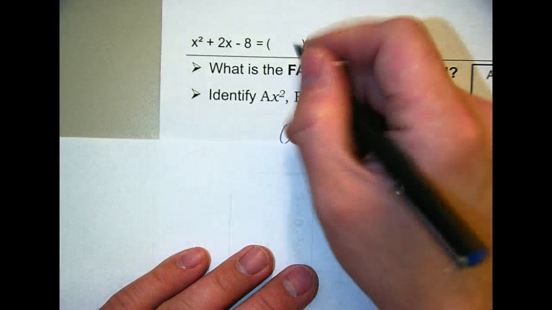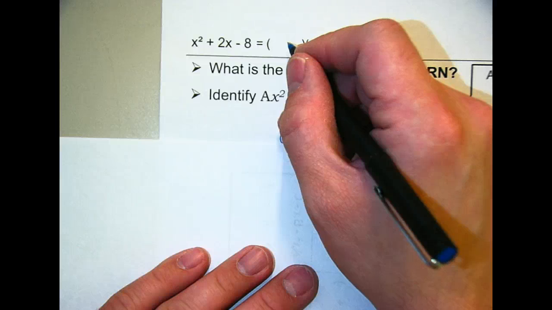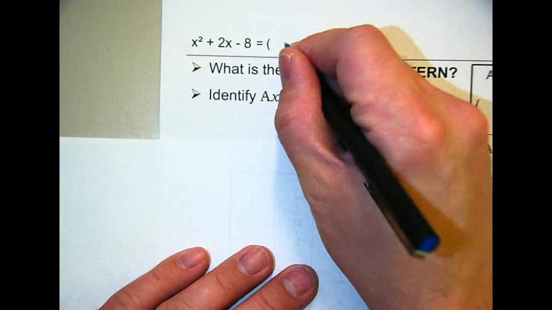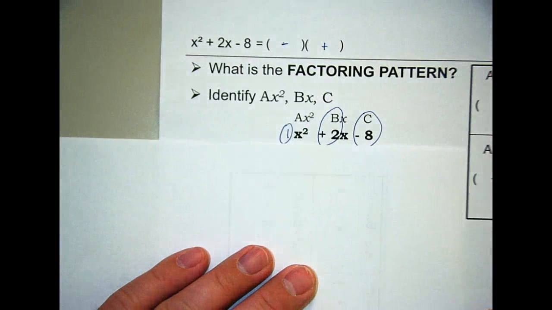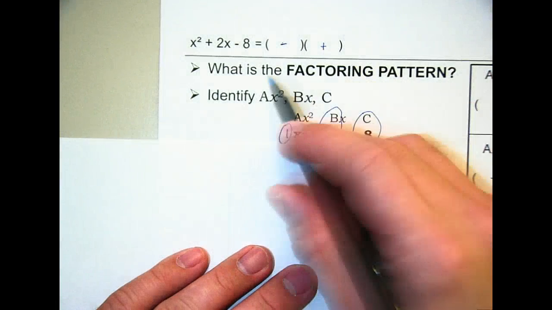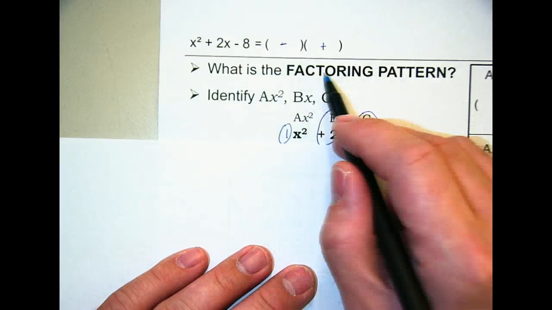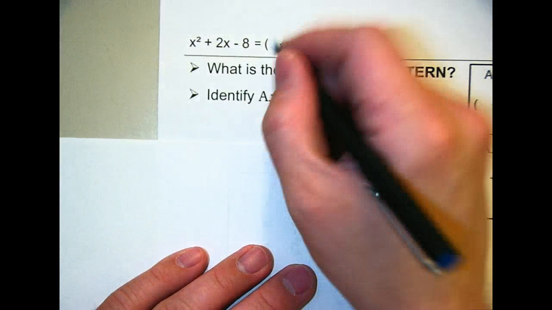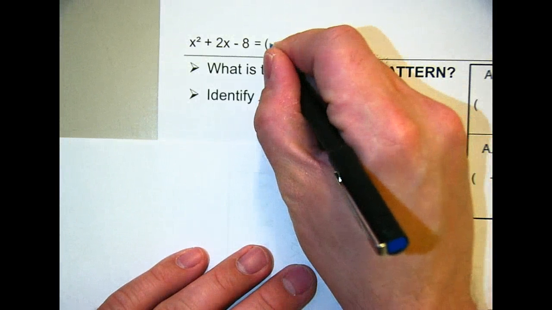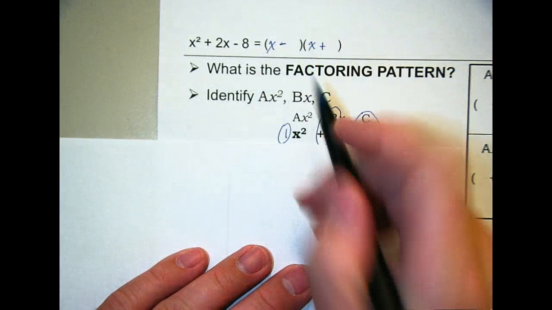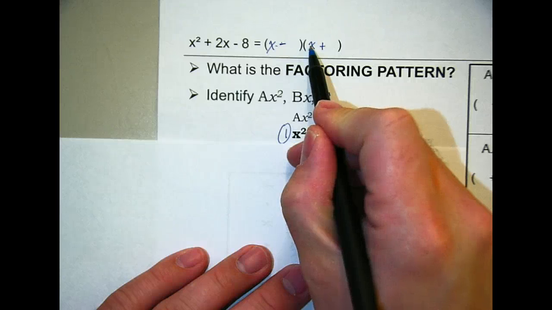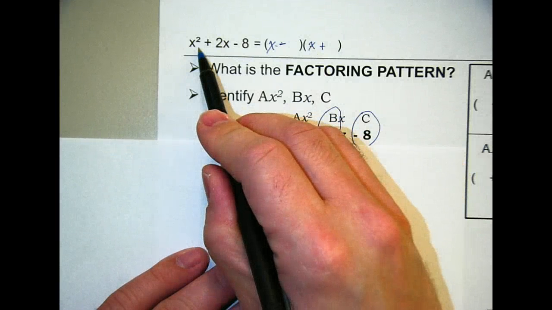All right. Volunteer? Lily? A negative and a positive. How many got a negative and a positive? Anyone get a positive and a negative? Does it matter the order? Doesn't matter. What's going to go in front? X. What goes here? X. Why? Because x times x is x squared.